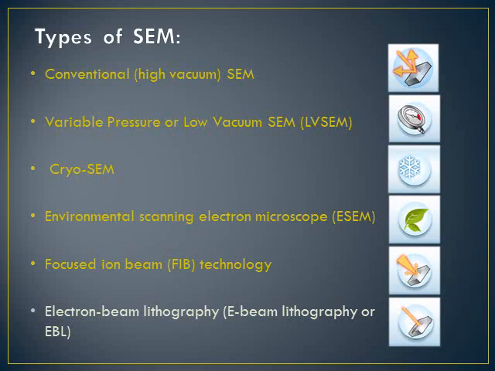The advantage of dual beam machines is that they allow specimens to be imaged in detail using the electron beam without damaging the surface of the specimen with the ion beam.